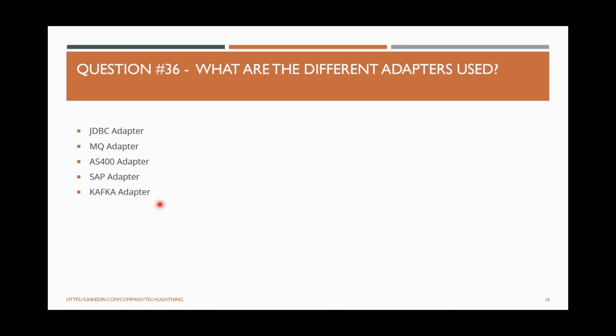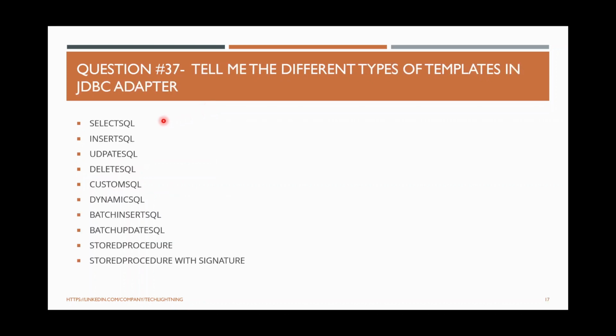Kafka adapter. This is a big data system where they have a messaging layer called Apache Kafka. If you wanted to connect to Apache Kafka in order to drop or receive messages, you can use the Kafka adapter. Similarly, there are many adapters. Based on your experience, whatever adapters you have worked with, you can explain that. I'll move on to the next one.